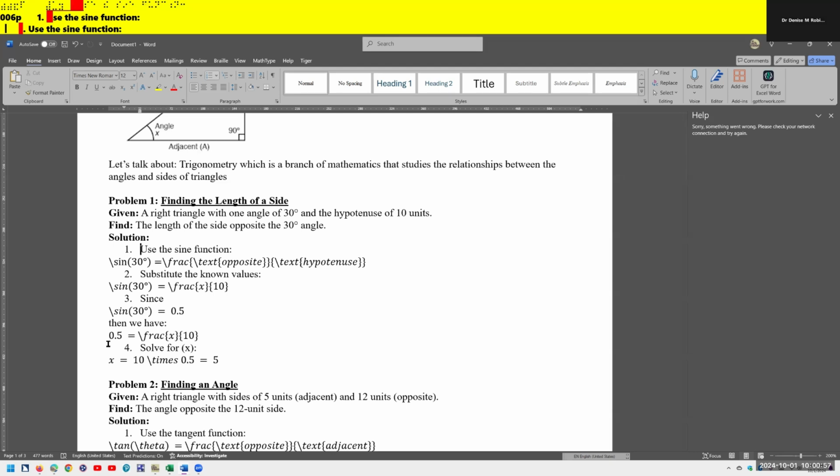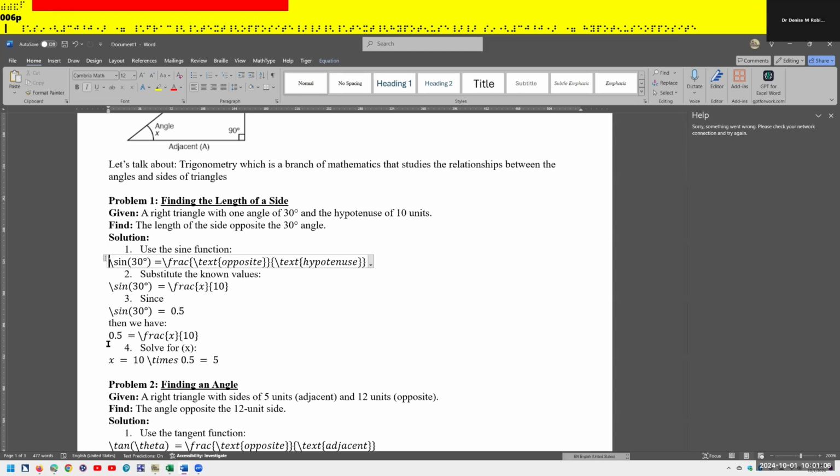Doesn't matter. Both can be used very easily. Let's listen to the LaTeX first. Math content: sine of open paren 30 degrees close paren is equal to frac the set text the set opposite the set text the set hypotenuse, sine of open paren 30 degrees close paren is equal to hypotenuse.